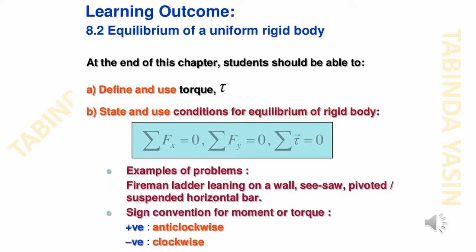Now moving to the next learning, that is the equilibrium of a uniform rigid body, which is also necessary to learn. For that we have to define and use torque, and state and use the conditions of equilibrium for the rigid body, that is summation Fx is equal to 0, summation Fy is equal to 0, summation tau is equal to 0. We have some example problems in the next lecture. We have examples of the fireman ladder, wall, seesaw, and pivoted suspended horizontal bar. There are the sign conventions for the moment of the torque, positive for the anticlockwise torque and negative for the clockwise torque, which are opposite from the acceleration and velocity signs.